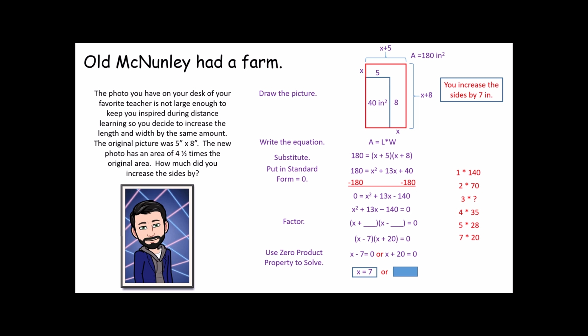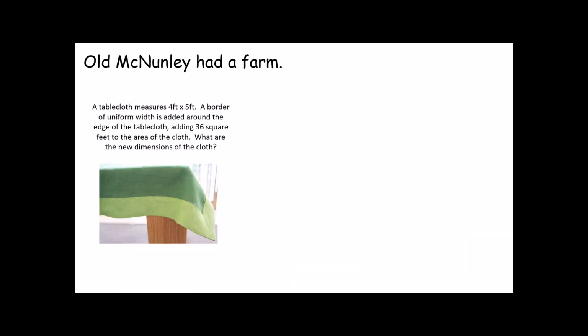Here we go. The last one. This one's the one that people have the most difficulty with. Here again, I do need to change the title on that, although I guess I could have a tablecloth on a table in my farm. Either way, let's see what we got.